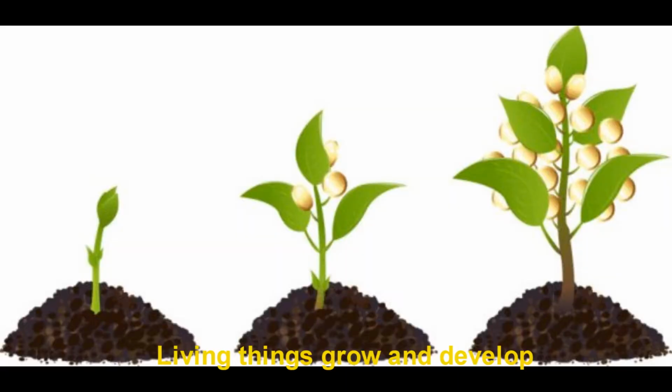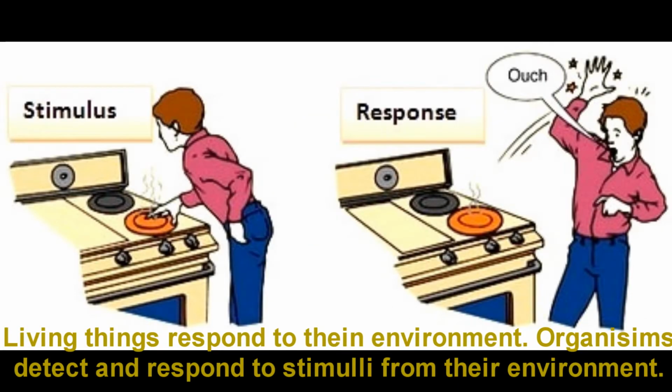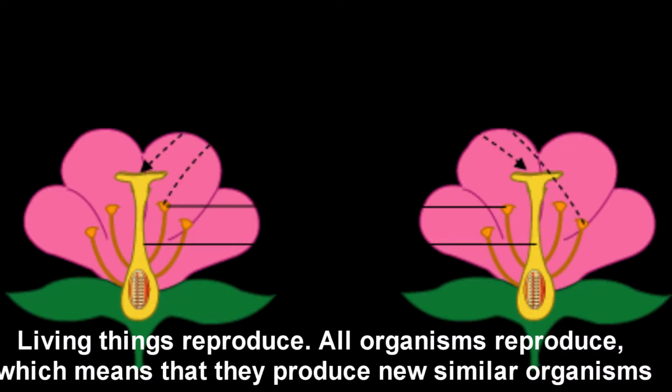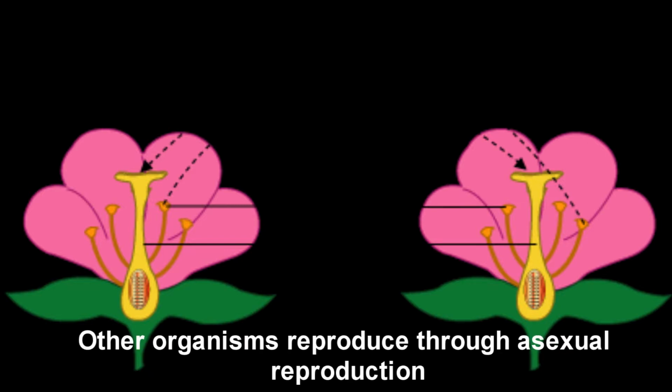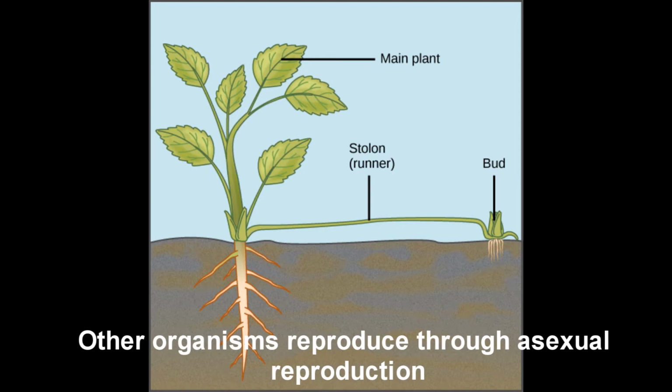Living things grow and develop. Living things respond to their environment. Organisms detect and respond to stimuli from their environments. Living things reproduce. All organisms reproduce, which means that they produce new similar organisms. In sexual reproduction, cells from two parents unite to form the first cell of a new organism. Some organisms reproduce through asexual reproduction.